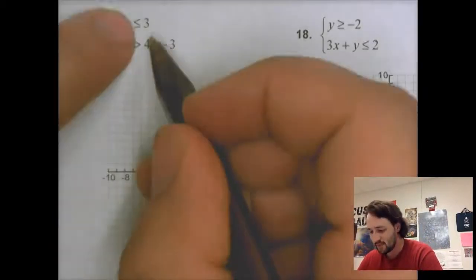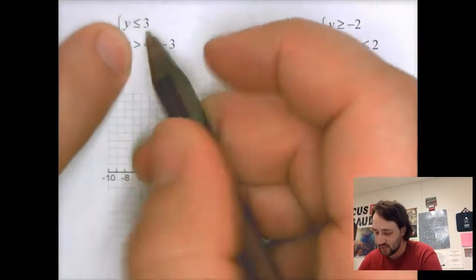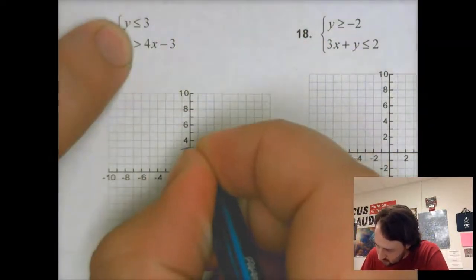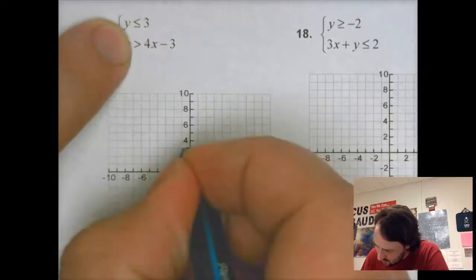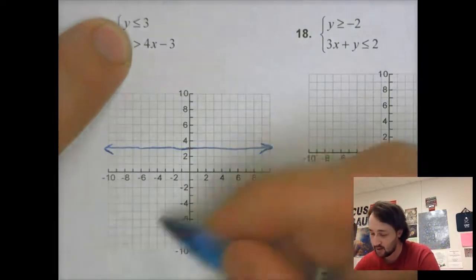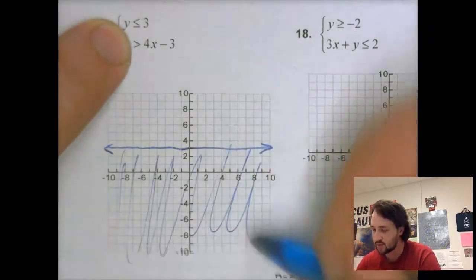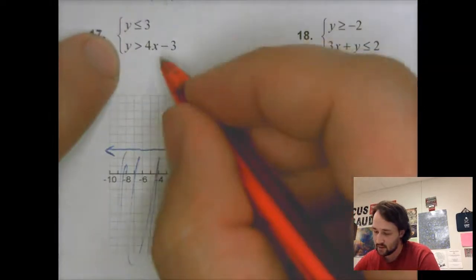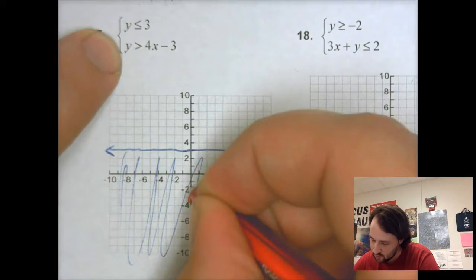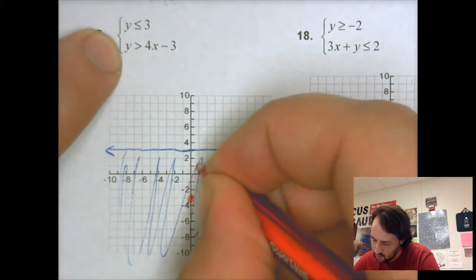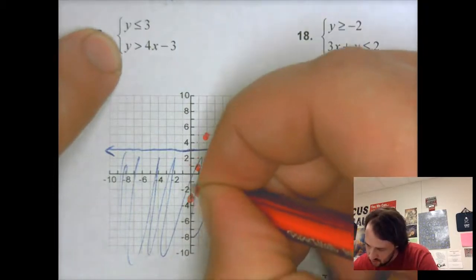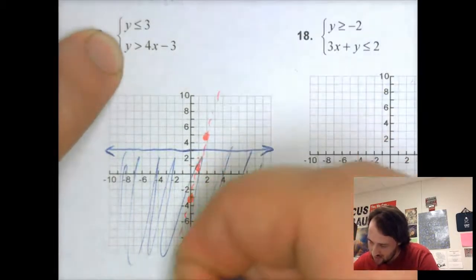All right, we have y is less than or equal to 3. So the y value of 3 is right here. Y is always 3 along this line. And if I am less than or equal to, that's why I'm going ahead and drawing a solid line, less than or equal to would be somewhere down there. Now I have the other part, y is greater than 4x minus 3, so I'm crossing at -3. Then I'm going up 1, 2, 3, 4 over 1, 1, 2, 3, 4 over 1. And there's my good enough line. Since I am just greater than, I'm going to have a dashed line.